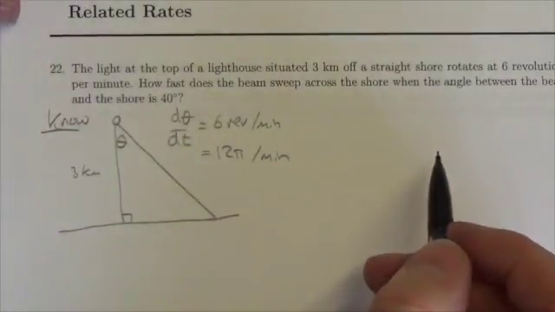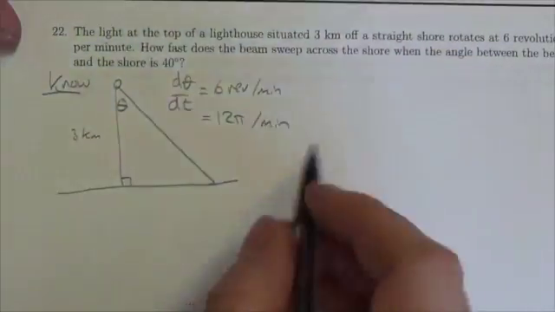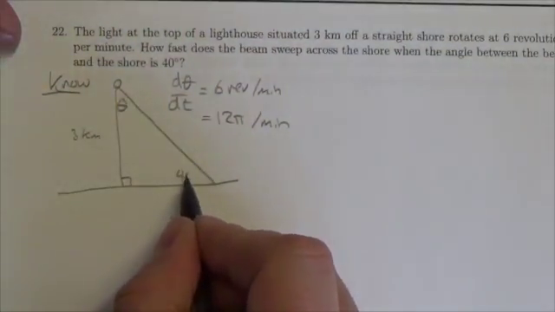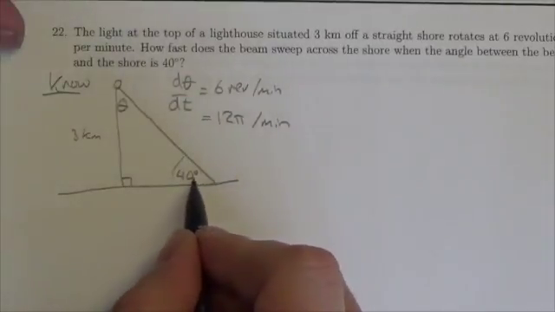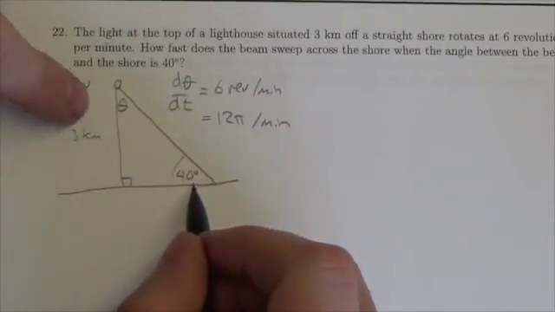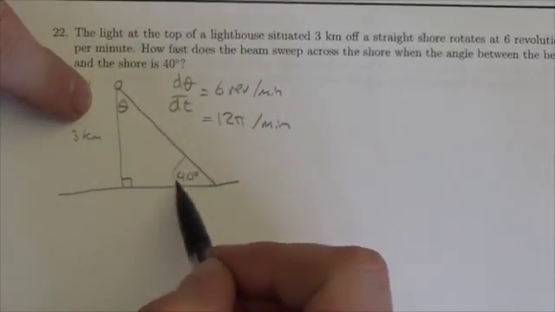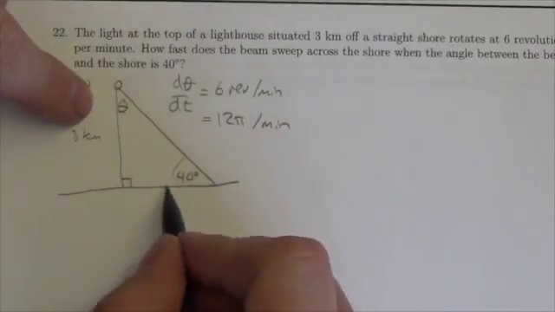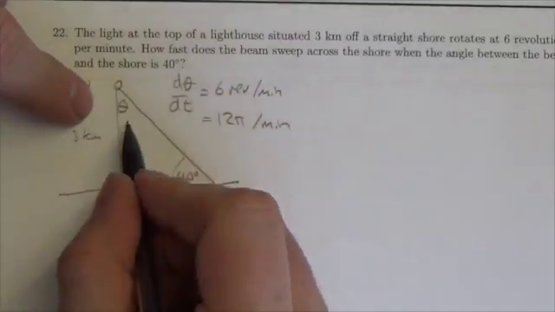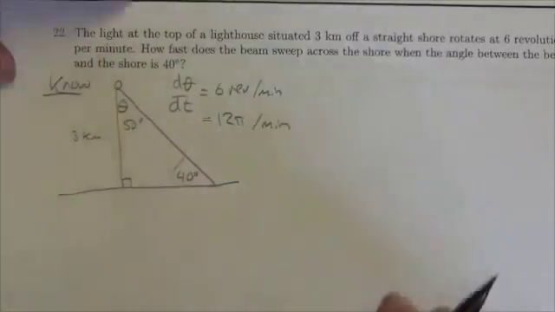I'm asking how fast it sweeps across the shore when the angle between the beam and the shore, that's that angle right there, is 40 degrees. Now that, however, when I talk about d theta by dt, it's not that angle that I'm talking about, it's this angle I'm talking about. So I got to think here, when this is 40 degrees, what is this? Well, at that particular moment here, that's going to be 50 degrees.